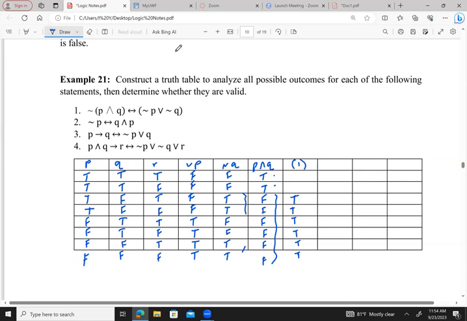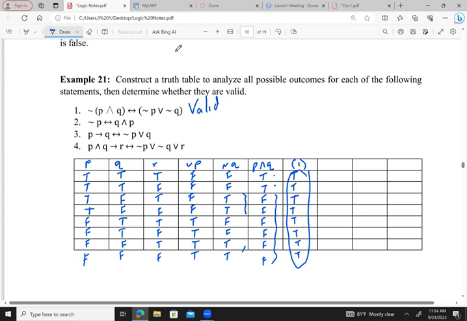And for biconditional, false, false is true as well. So that means that this is valid. We got all true statements. All true signifies valid.